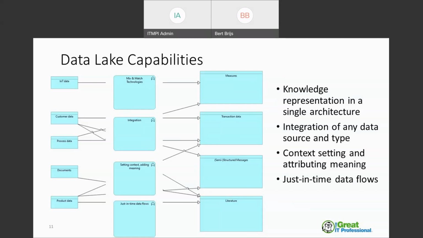So you need to present this in a tabular form, which makes it more readable. If you're talking about customer data, you have many sources of customer data, so you need to integrate them. Same goes for process data. If you have documents or product data, you have to set the context, you have to add meaning, and you have to have, of course, just-in-time data flows. So it's about knowledge representation in a single architecture. It's integration of any data source and type, context setting and attributing meaning to data, and of course, just-in-time data flows, as the slide says.